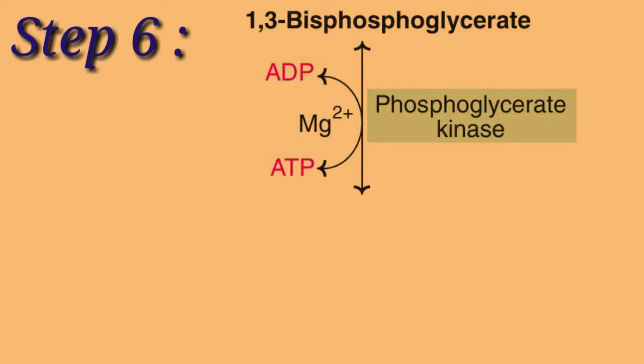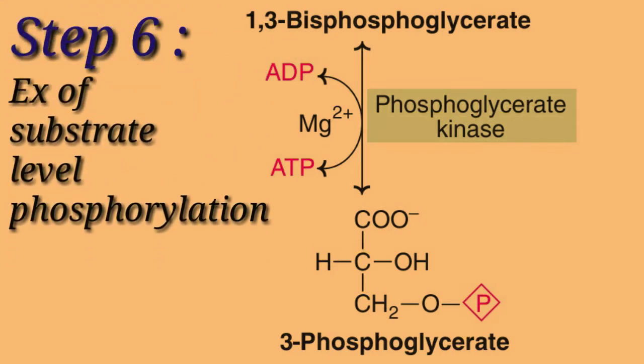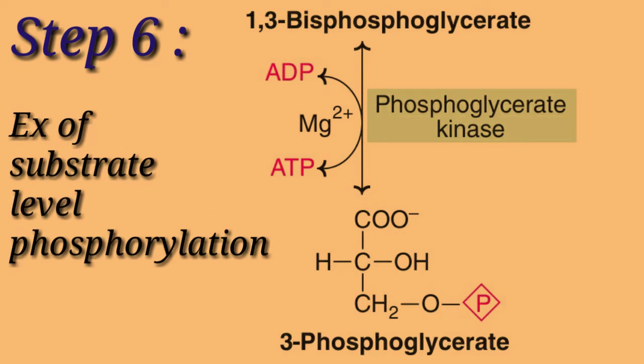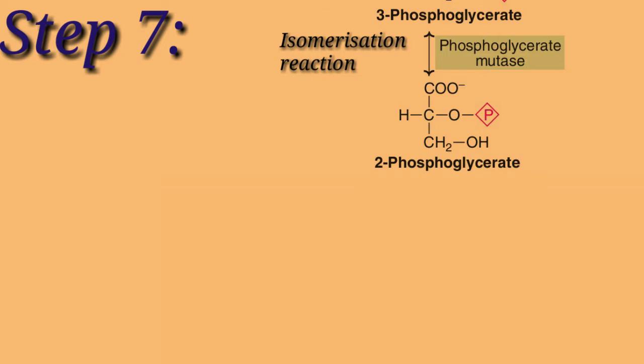Then, in the next step, the enzyme phosphoglycerate kinase acts on 1,3-bisphosphoglycerate, resulting in the synthesis of ATP and formation of 3-phosphoglycerate. This step is a good example of substrate level phosphorylation, since the ATP is synthesized from the substrate without involvement of the electron transport chain. Then in the next step, 3-phosphoglycerate is converted to 2-phosphoglycerate by phosphoglycerate mutase. This is an isomerization reaction.